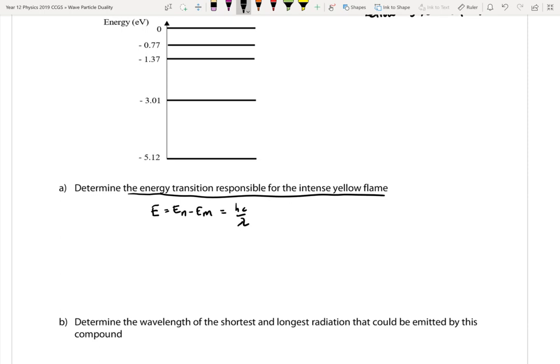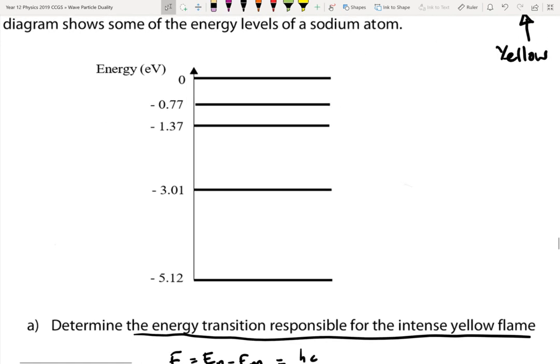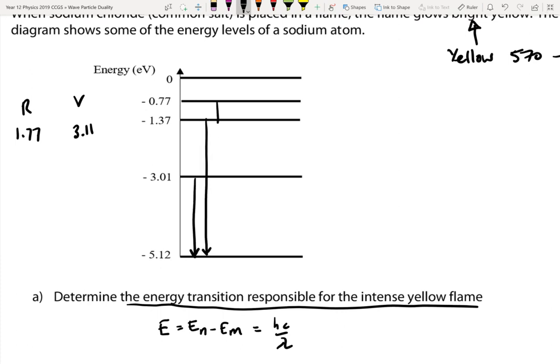That's the Bohr postulate, that the difference in the transitions produces a photon. So before we jump in, let's eliminate the non-visible ones, because you have your knowledge that red is as low as 1.77 and violet is as high as 3.11. So let's do some eliminations. Which of these that I've drawn would be ultraviolet?